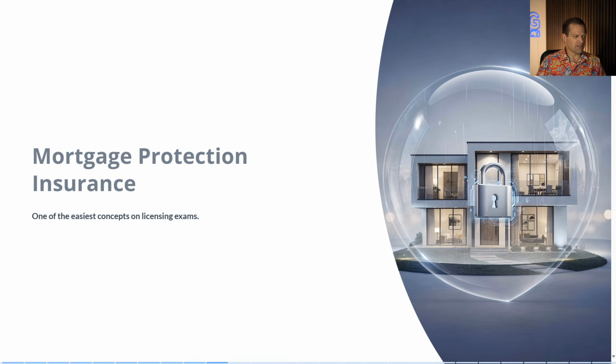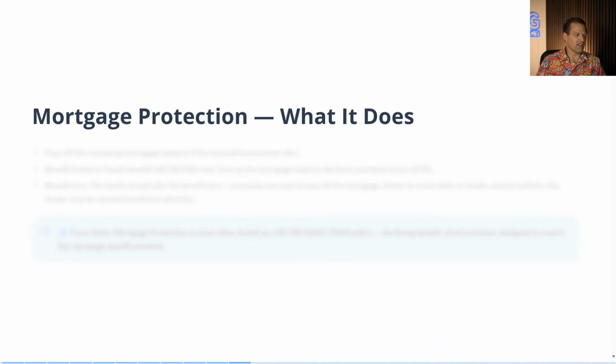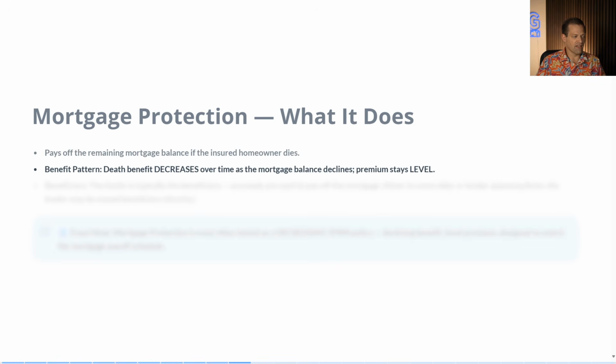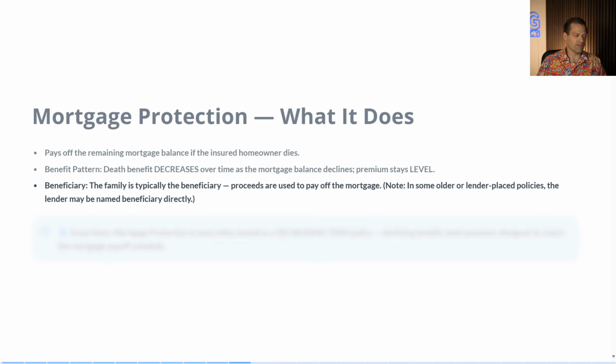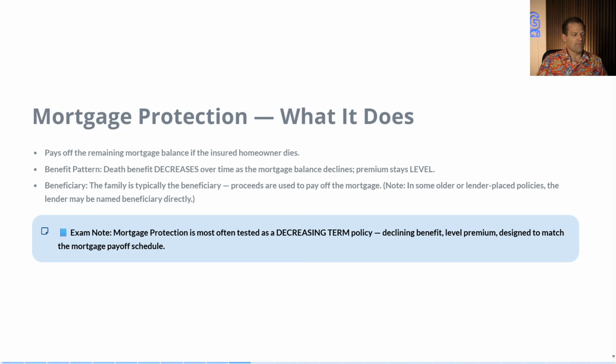Now let's talk about mortgage protection insurance, one of the easiest concepts on the licensing exam. What it does is pay off the remaining mortgage balance if the insured homeowner dies. The death benefit decreases over time as the mortgage balance declines and the premiums stay level. The family is typically the beneficiary, and usually proceeds are used to pay off the mortgage. In some older or lender-placed policies, the lender may be the named beneficiary directly. Mortgage protection is most often tested as a decreasing term policy, declining benefit, level premium, designed to match.